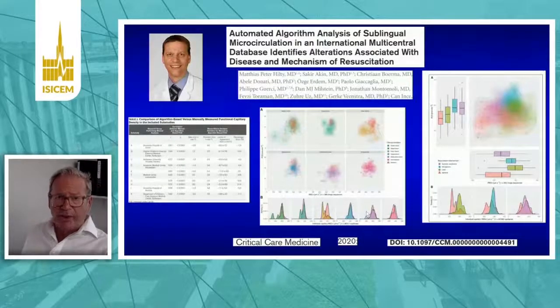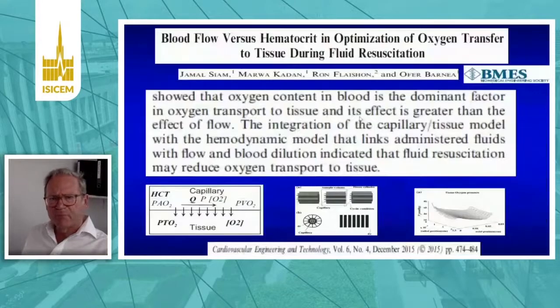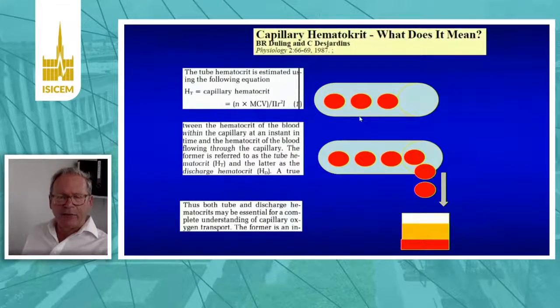And just online, these were validated in a large international database looking at various different disease states from different groups, and also looking at which interventions, looking at either the diffusive or the convective component of resuscitation, are the most effective in altering the microcirculation. So getting back to the basic physiology, it is the oxygen content in blood which is a dominant factor of oxygen. So we need to look at the microcirculation and the red blood cells in that.